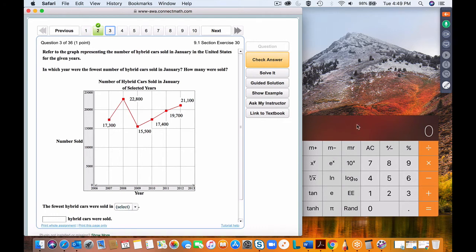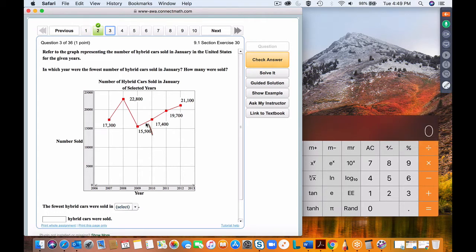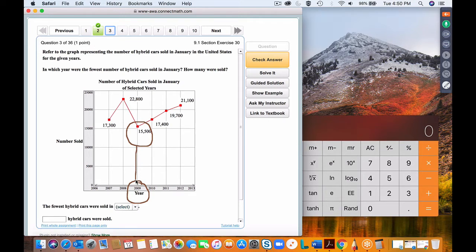Number 3, very simple. It's just the bottom number, and that's in the 2009 years. So you just place those two pieces of information. 15,500 in 2009.